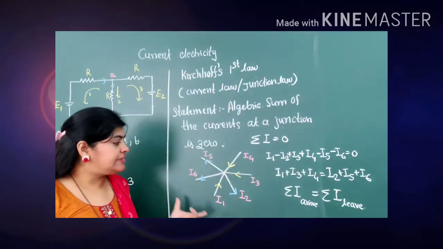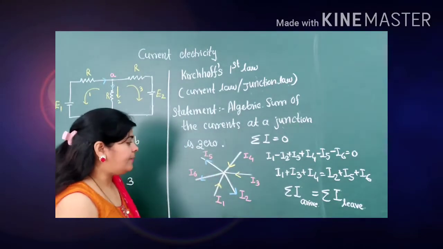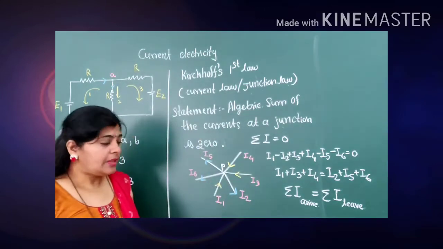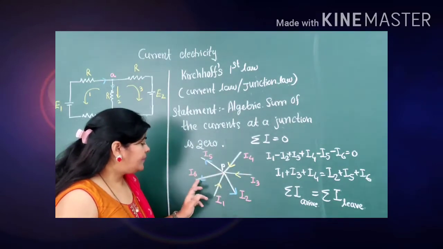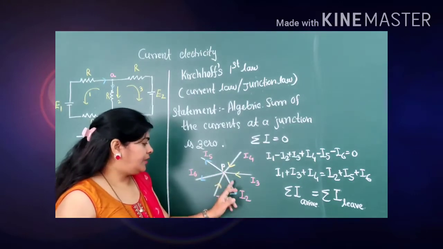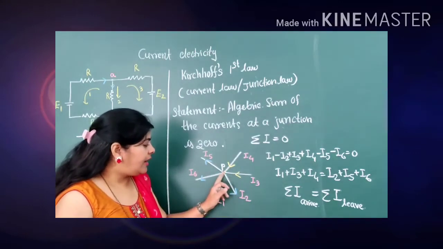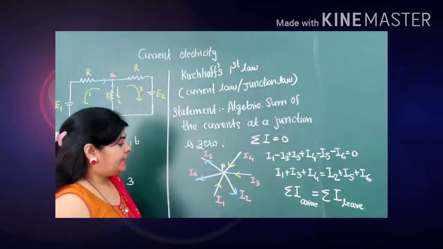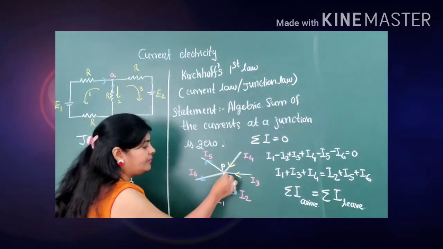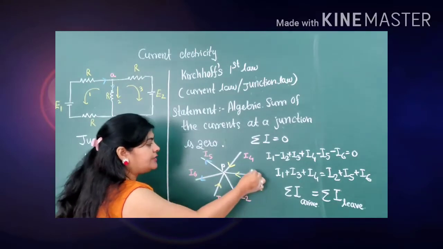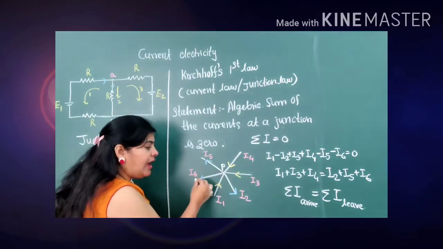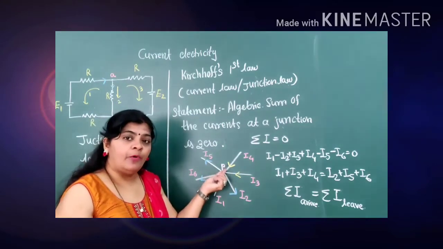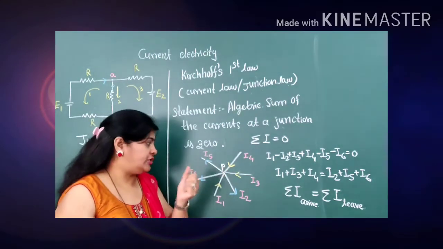Now let us consider this diagram. In this diagram, the junction is at point P, and at point P there are different currents, some coming to it and some leaving through it in this electrical circuit. The first is I1, second is I2, I3, I4, I5 and I6. All these are connected at one point P, which is called a junction.